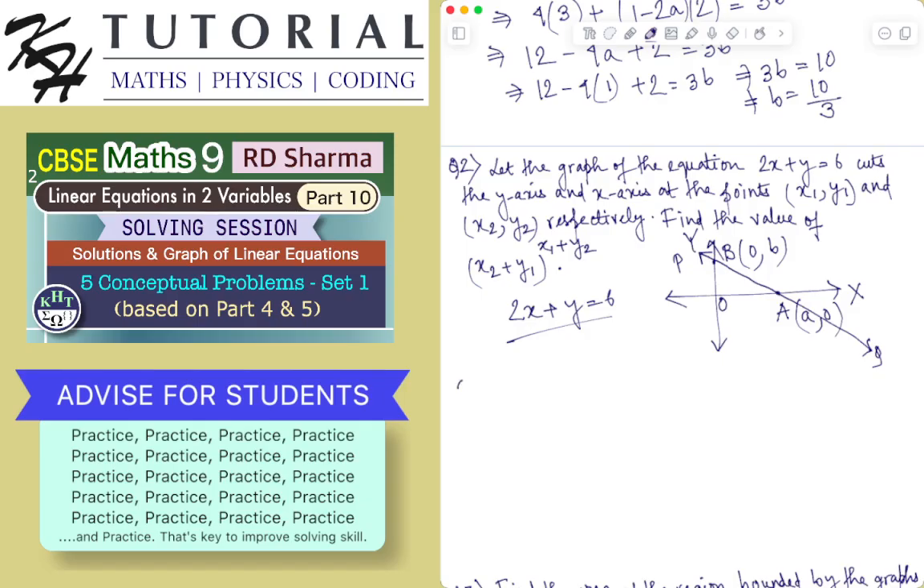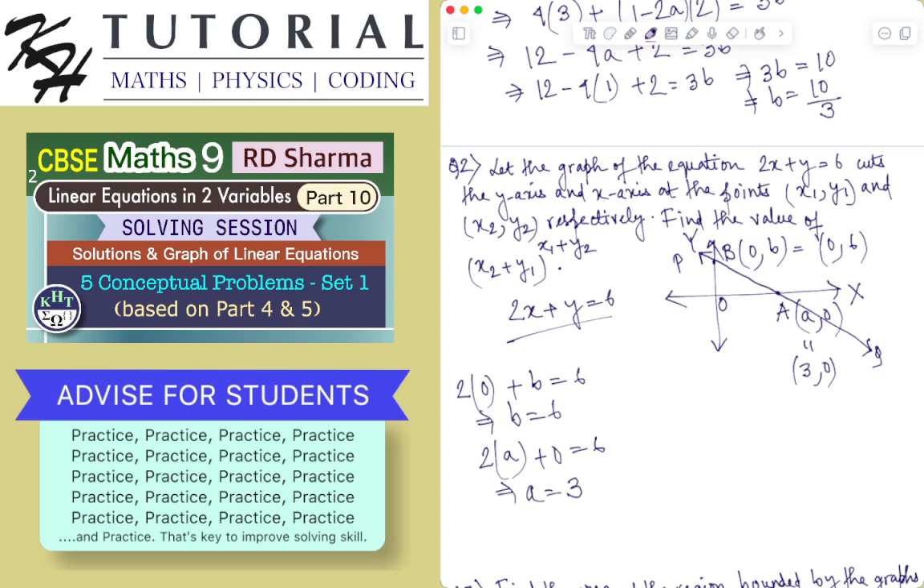Satisfying (0, b) as the root of the equation, we get 2 into 0 plus b equals 6. This implies b is equal to 6. And satisfying (a, 0), the coordinate of the point A as an ordered pair, as the root of the equation 2x + y = 6, we get 2 into a plus 0 is equal to 6. This implies a is equal to 3. So the point B is (0, 6) and the point A is (3, 0).